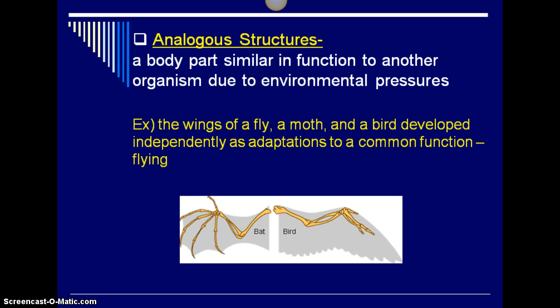So an example here, the wings of a fly, a moth, and a bird developed independently of each other because they needed to fly. Because of competition, they found that they could get more food or more resources based on the ability to fly.